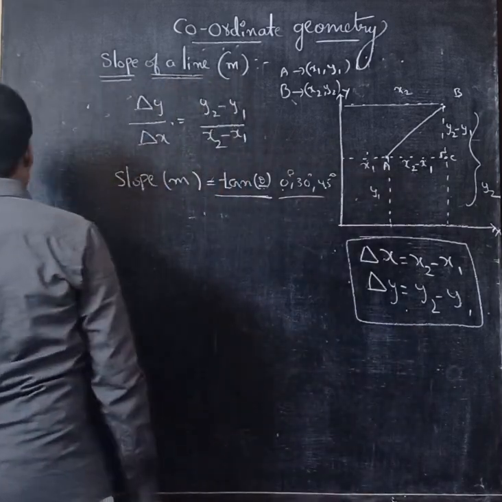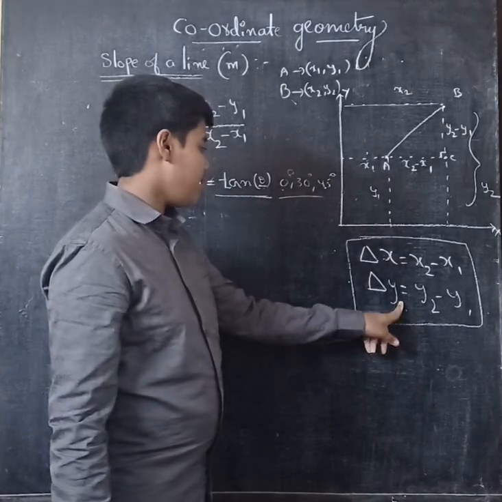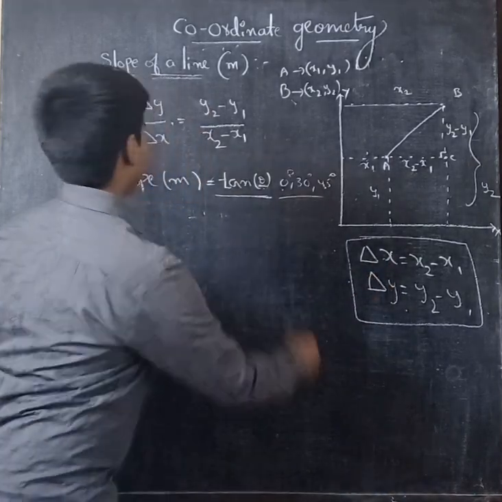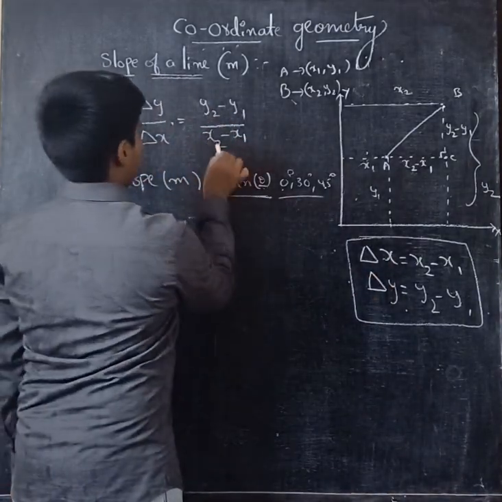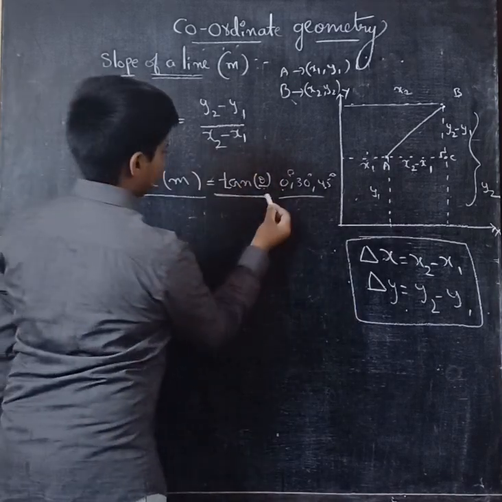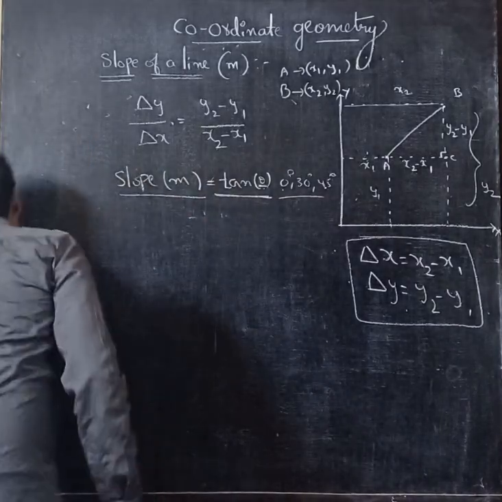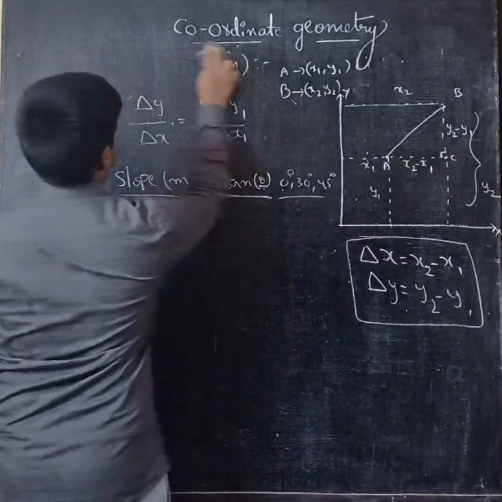So here slope of a line is the ratio between the change in y-axis value and the change in x-axis value, which is y2 minus y1 by x2 minus x1, and slope of a line is also a trigonometric function, tan theta. Okay, so this is the slope of a line.